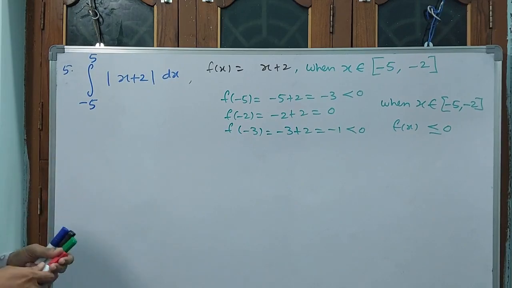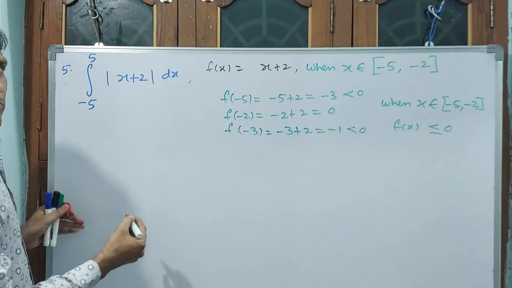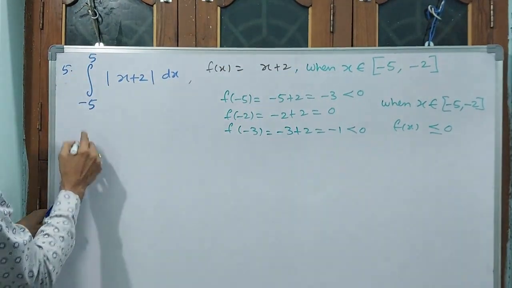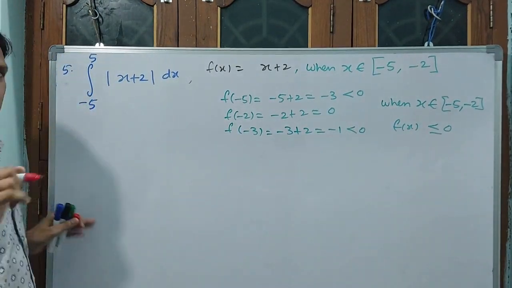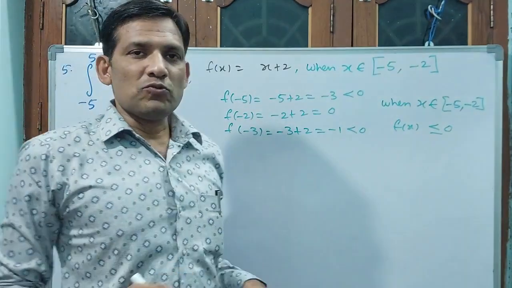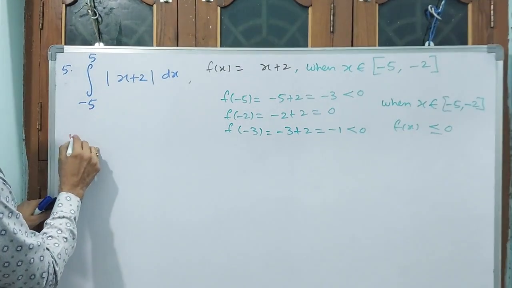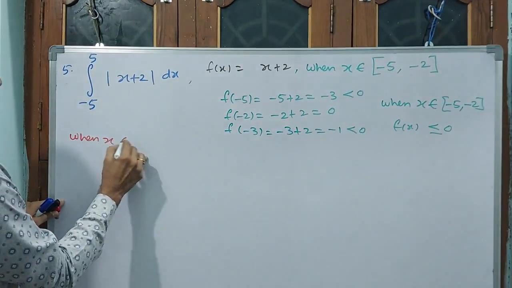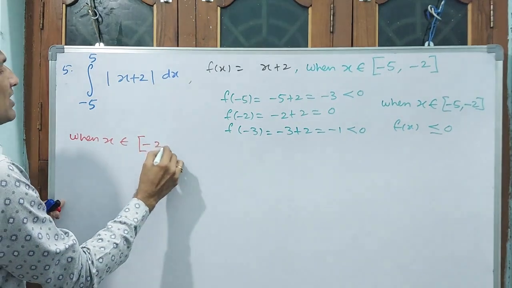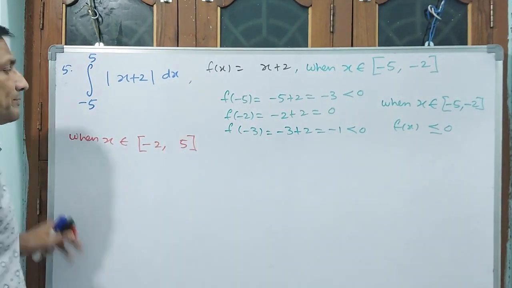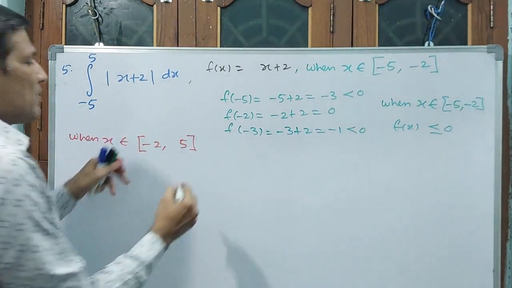Okay. Now you come back again. After minus 5, minus 2 to plus 5. Why? Because minus 5 to plus 5 only you have to take as the interval. Minus 5 to minus 2 is over. Now you have to take from minus 2 to plus 5. Okay, see what I am writing. When x belongs to minus 2 to plus 5, then what is the f of x?